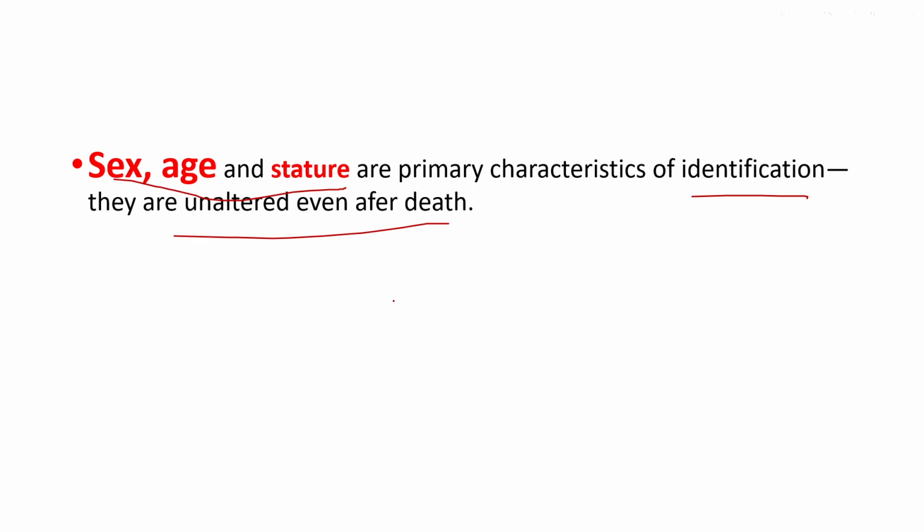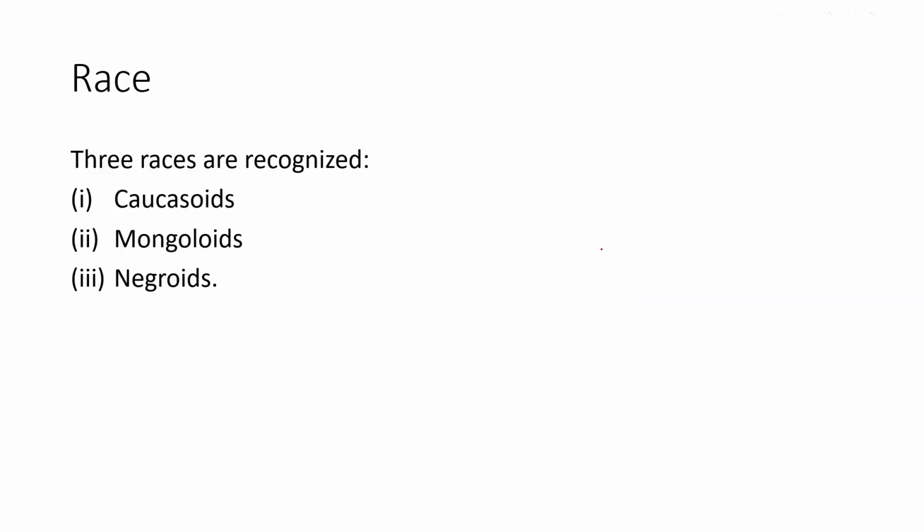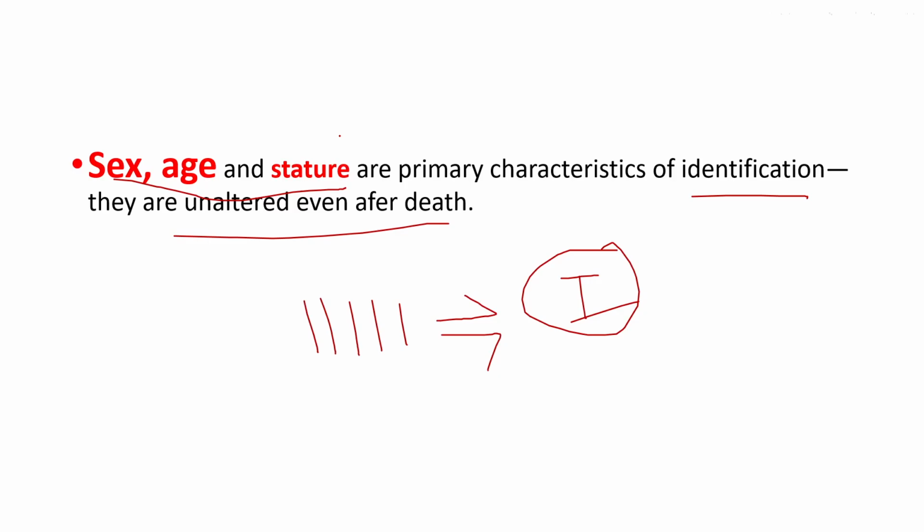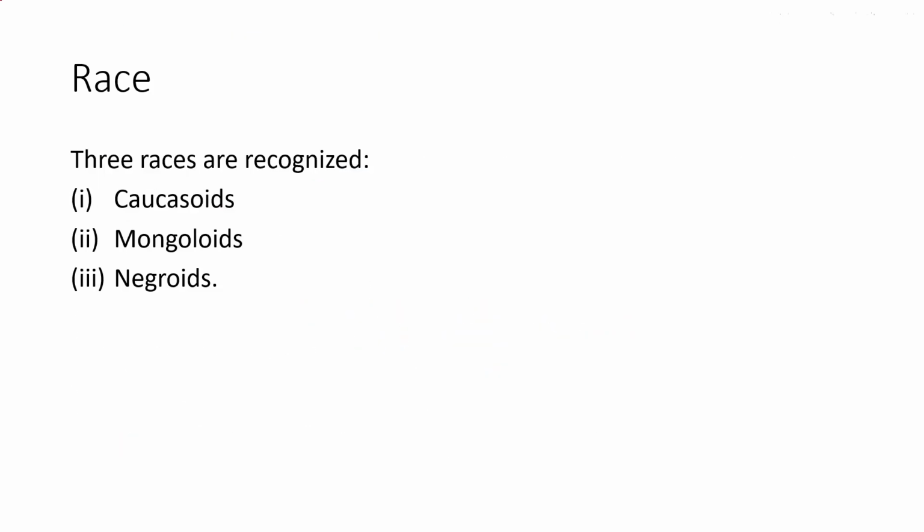Do remember, identification is not always absolute. It's like small sticks, different identification points like race, religion, sex, gender, stature, and when all of them combine together, they give us an idea about the identification of a person. So we need all of them to identify a person. Now, the first identification point today that we are going to discuss is the race.